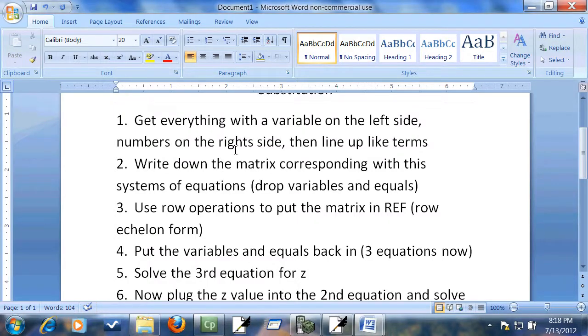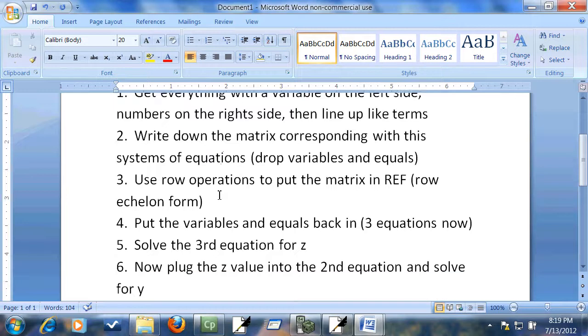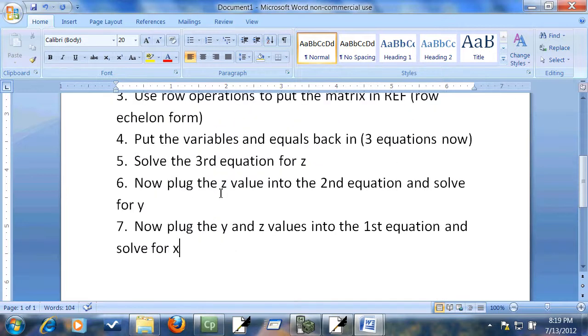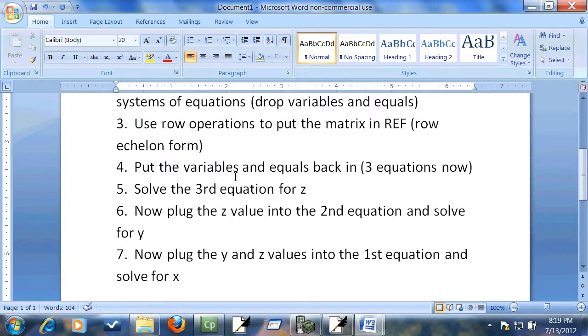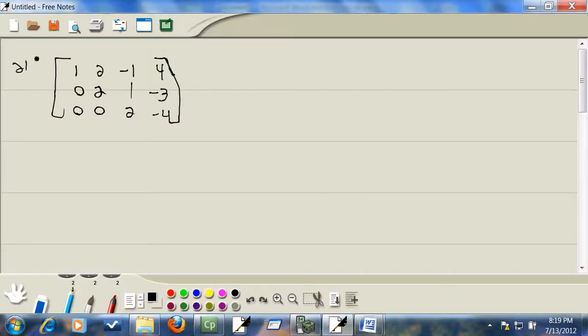Step 1. Get everything with variable on the left side, numbers on the right side. Then line up like terms. That's been done. Write down the matrix corresponding with system equations. That's been done. Now step 3 has only been partially done. It says use row operations to put the matrix in Rref row echelon form.